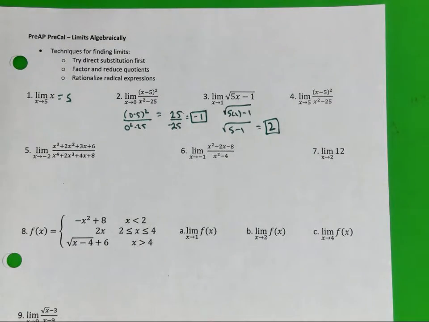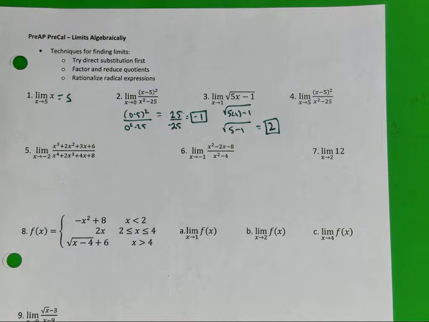Number 4. The limit as x approaches 5. I take 5 and I plug it in. When I plug 5 in the denominator, 5 squared is what? 25. 25 minus 25 is? Ooh, I ran into a problem now. So I can't do direct substitution here. Okay? So 25 minus 25 is what? 0. So direct substitution is always your first plan of attack.